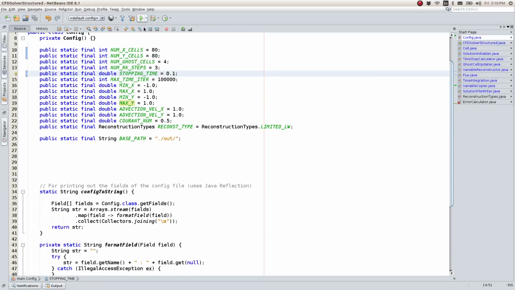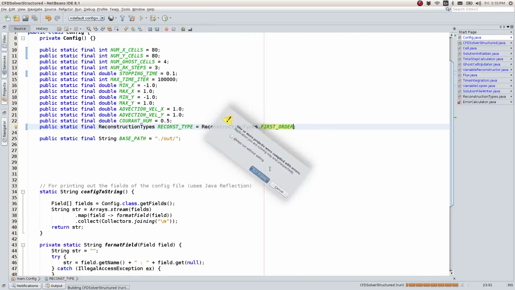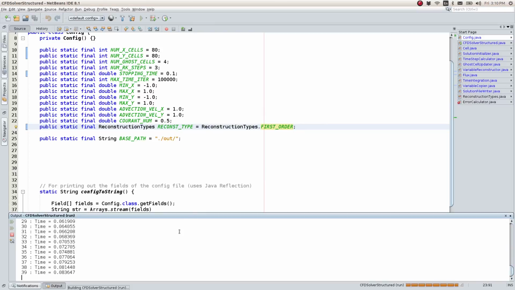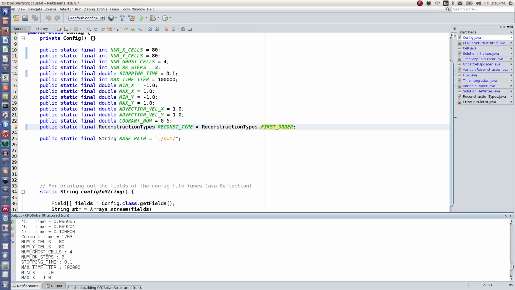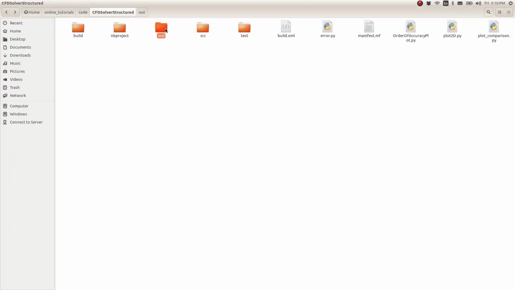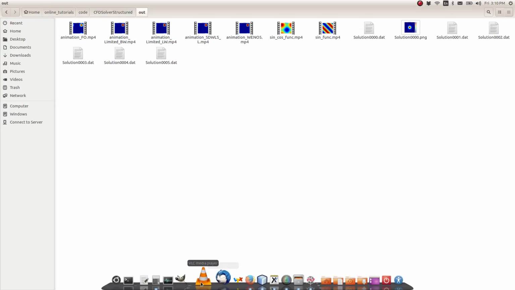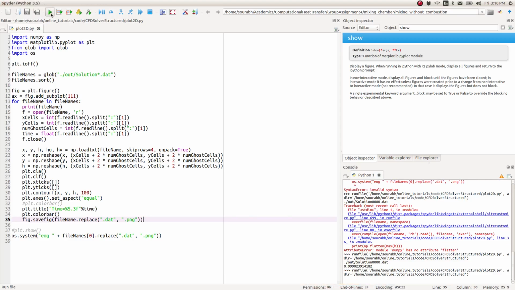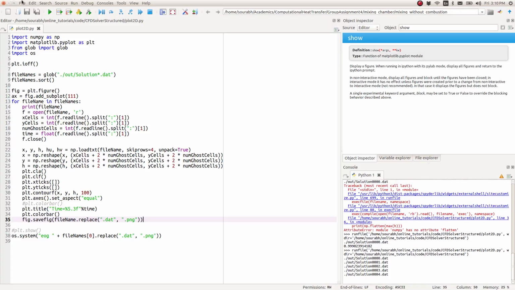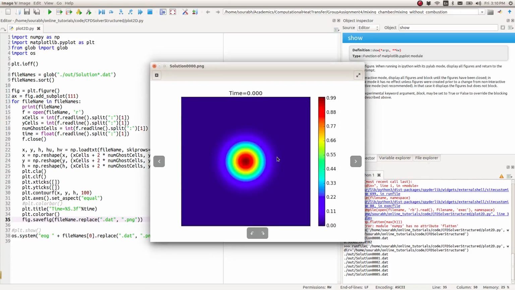Okay, so this will not work. So this has to be first order because we have not implemented the others. And let me run this code and see what happens. Run anyway. Okay, so it was able to reach this time, and let us check the output. And let me take this and I'll run this, and it's plotting the solution.